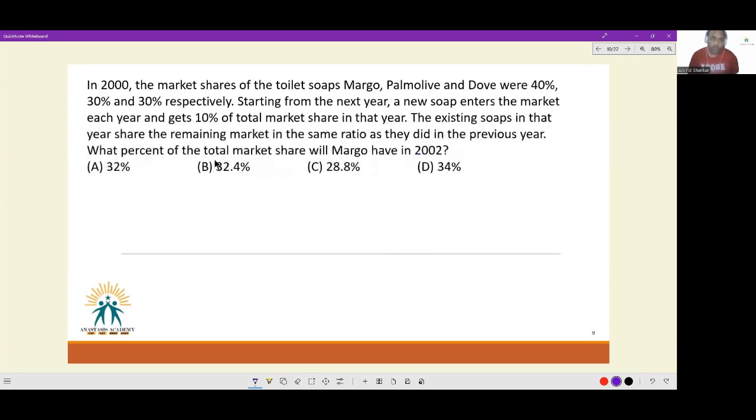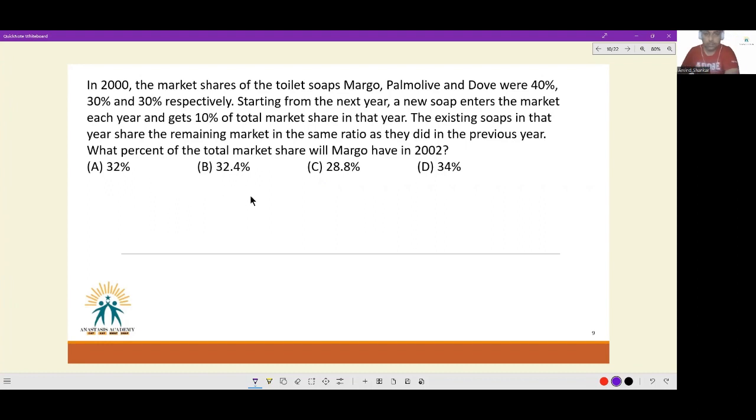Next, in 2000, the market shares of the toilet soaps Margot, Palmolive, and Dove were 40%, 30%, 30% respectively. Starting from next year, a new soap enters the market each year and gets 10% of the total market share in that year. The existing soaps in that year share the market in the same ratio as they did in the previous year. What percent of the total market share will Margot have in 2002?